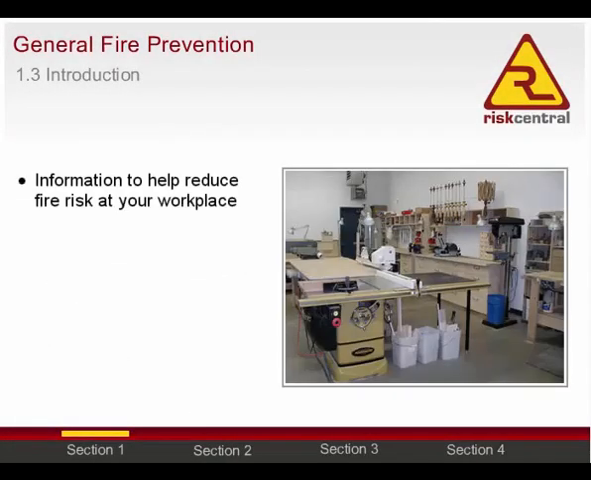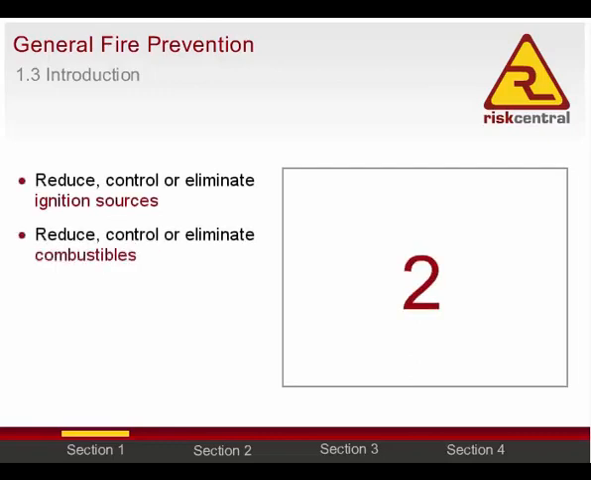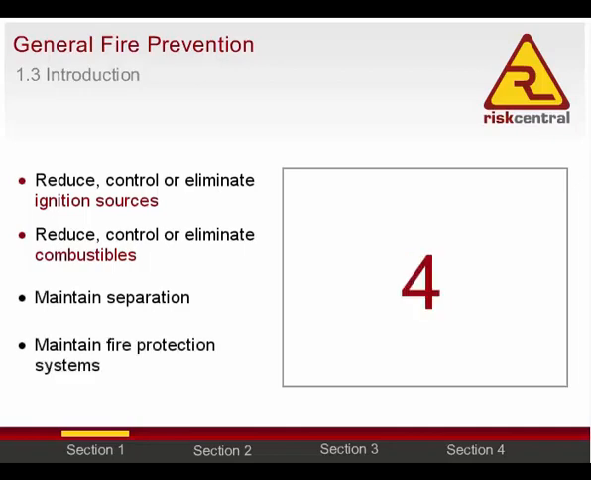This training module is designed to give you the information to help reduce the fire risk at your workplace. It takes everyone working together to achieve the 4 basic objectives of day-to-day fire prevention. Reduce, control or eliminate ignition sources. Reduce, control or eliminate combustibles. Maintain separation between potential ignition sources and combustibles. Maintain fire protection systems so they are ready for use.